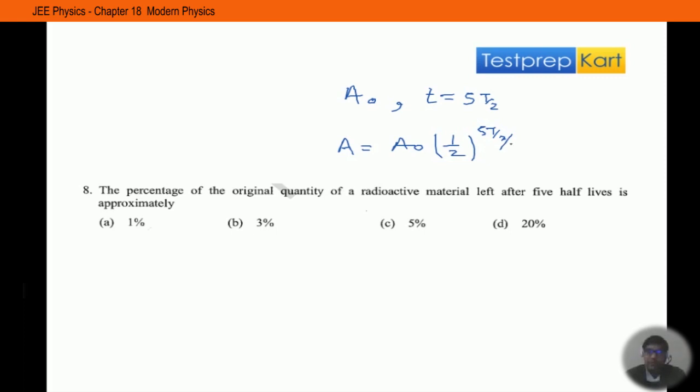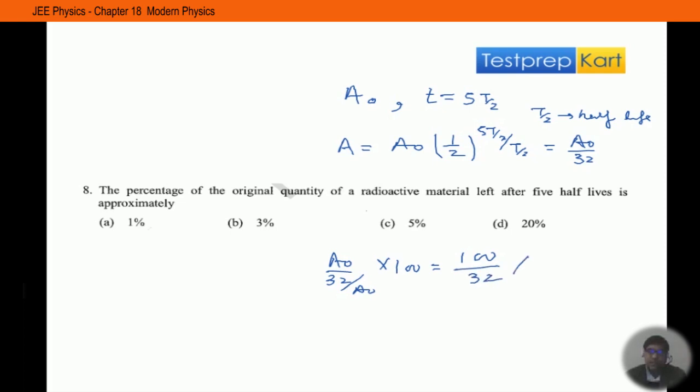Please don't get confused here. Here I am writing T half. It is simply a symbol that represents half-life. It does not mean T by T. It is just notation. So from here we'll get 1 over 2 to power 5, that is A0 by 32. So the question is asking how much percent is left. So if we want to calculate the percent, then it is left amount divided by initial amount and multiplied by 100. So from here we'll get 100 by 32%. That is approximately 3%. So choice B is correct.